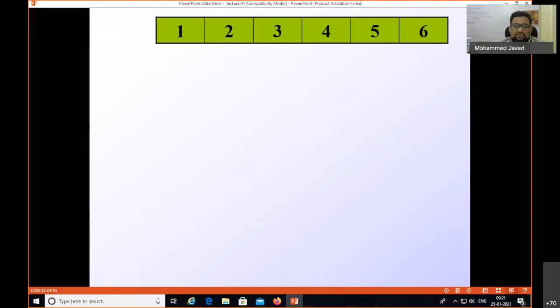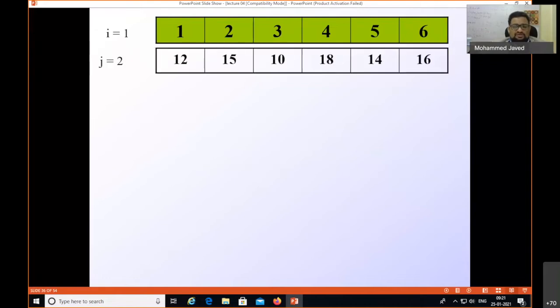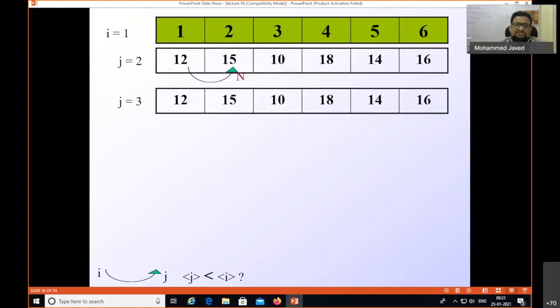So here I will just show it. I equal to 1, so I am taking the first element, and j is the second element here, the counter. Now I am checking whether 15, the second element, is smaller than the first element. The answer is no. So what will happen? The j will get incremented. Now I'm checking again whether the third element, at position j equal to 3, which is 10, is smaller than 12. Yes, it is smaller than 12.